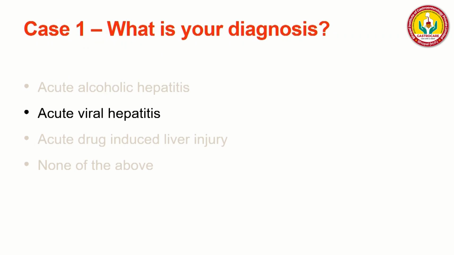My first option would be acute viral hepatitis in this patient, considering the prodromal phase of symptoms that he has had, followed by icterus, followed by tender hepatomegaly, where there is a rise in the liver enzymes, where the SGPT is much more than the SGOT. So my consideration would be viral hepatitis. As for the drugs, you have clearly mentioned that there is no history of any drug intake. So again, that goes down.